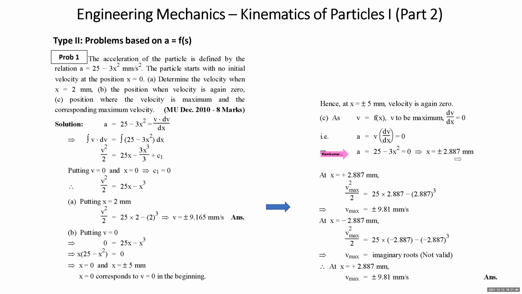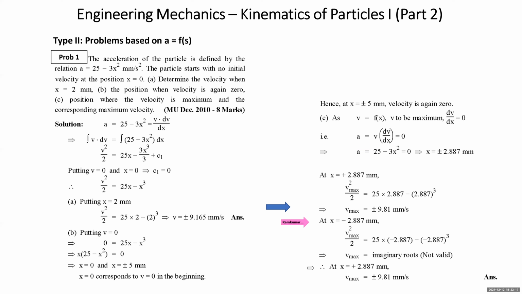So we write the acceleration expression, we equate it to 0. So two values of x are arrived at. x is plus minus 2.887 m. So we'll check which gives me the maximum velocity. At x equal to plus 2.887 mm, we substitute in the velocity expression and we get Vmax as plus minus 9.81 mm per second. Right? When we substitute the value of x as minus 2.887 mm and test it for maximum velocity, you find that it comes out to be imaginary roots. Imaginary roots means what? It is not valid.